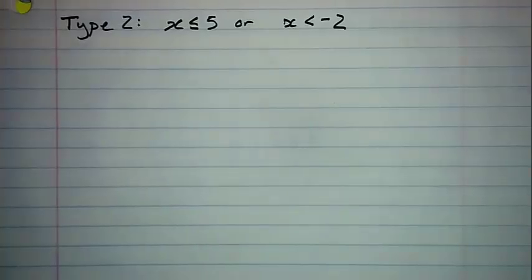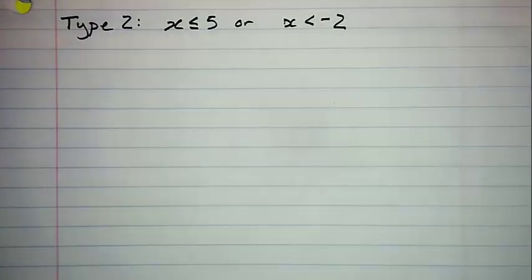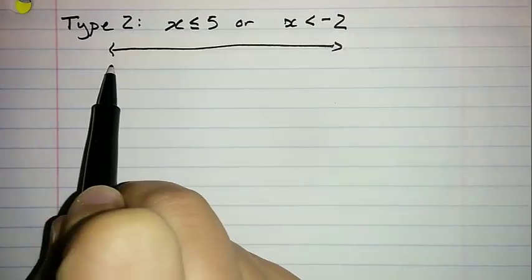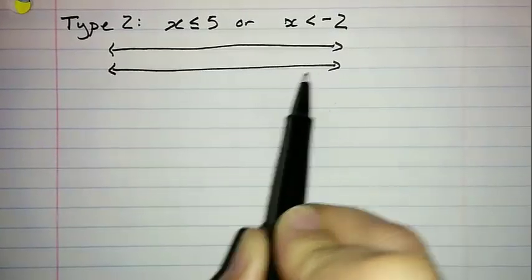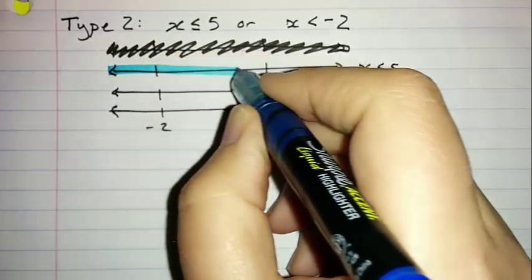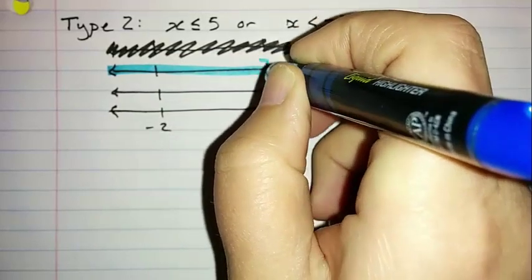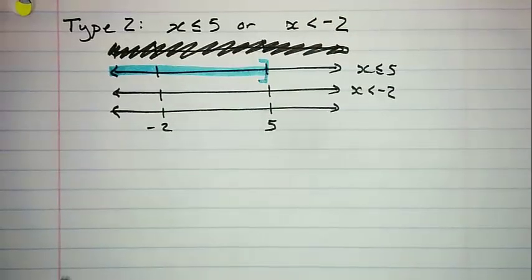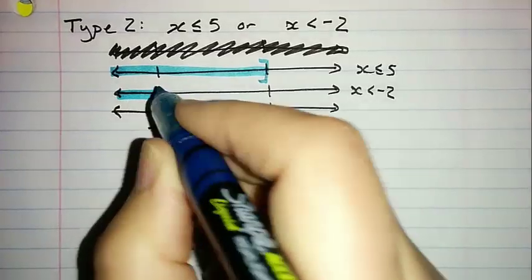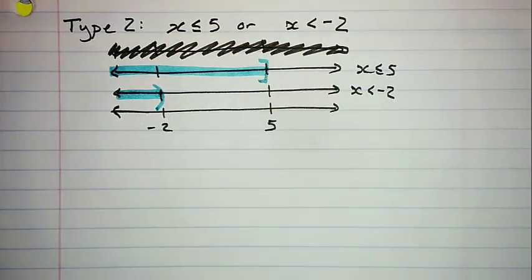What's the second possibility? An example of this would be x is less than or equal to 5 or x is less than negative 2. What do we see when we draw this on the number line? So here's x is less than or equal to 5. It gets a square bracket. Here's x is less than negative 2. It gets a round bracket.